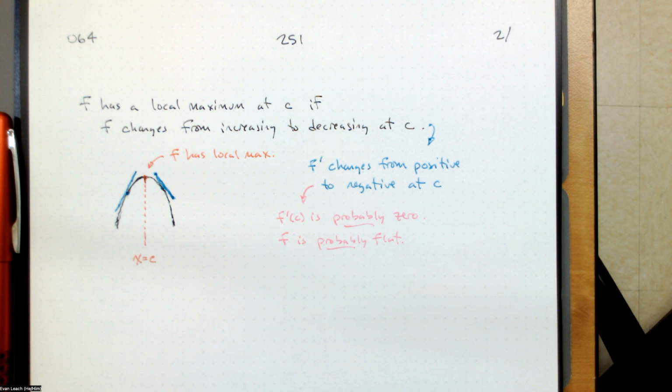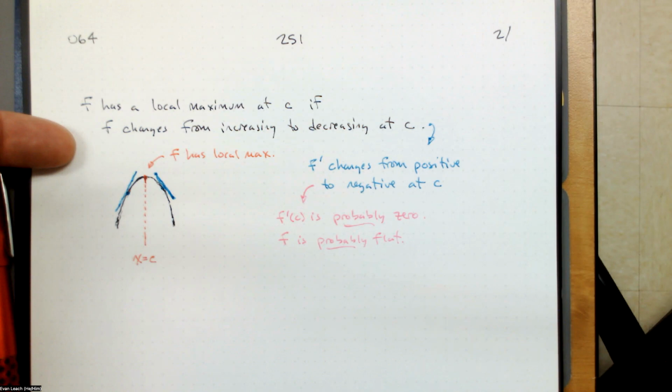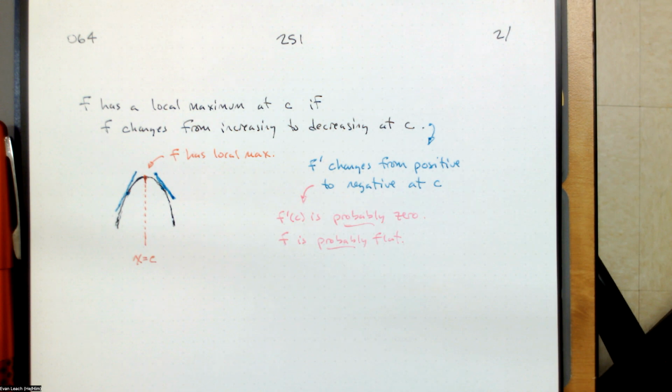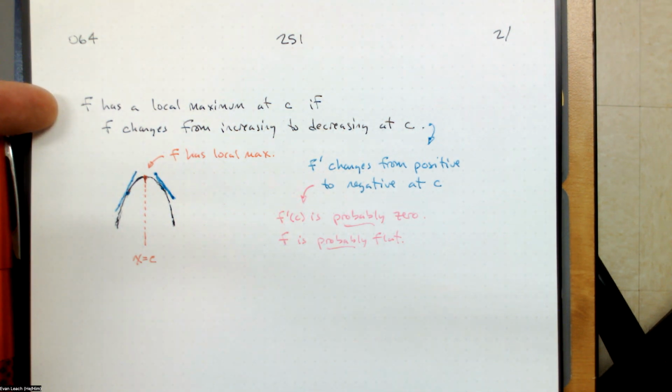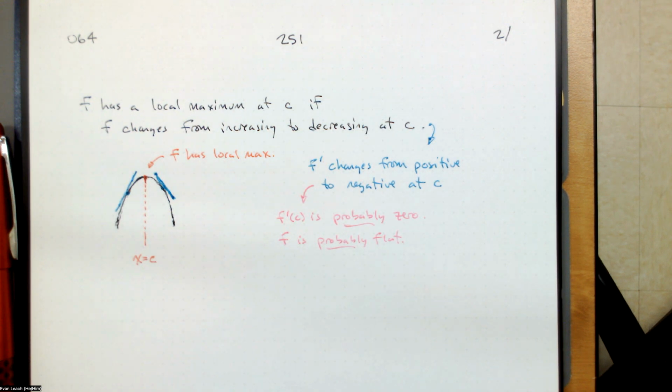We can do a similar thing with local minimum. When I say we could do a similar thing, that means I don't want to write it. Trade maximum for minimum. How would I rewrite this? If F has a local maximum at C, if F changes from increasing to decreasing at C, that is F prime changes from positive to negative at C. If I trade maximum for minimum, we have to flip those two around. F has a local minimum at C if F changes from decreasing to increasing at C, that is F prime changes from negative to positive at C. And that still means that F prime of C is probably zero because the function is probably flat.